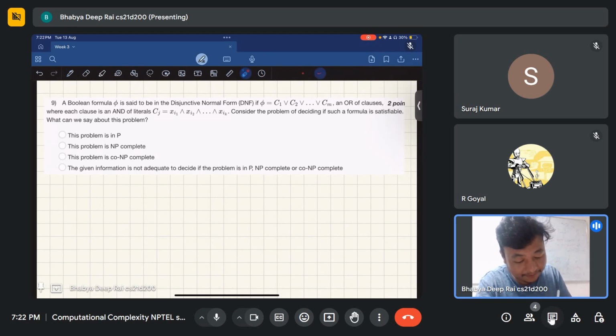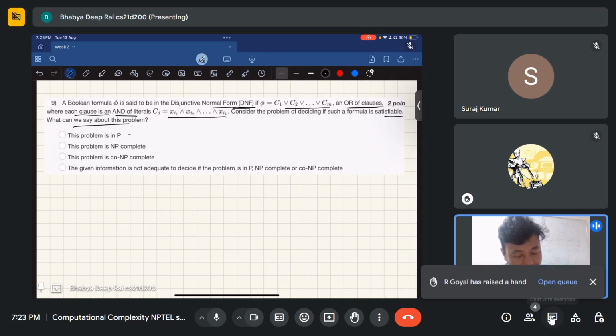So it says a Boolean formula phi is said to be in disjunctive normal form if phi consists of an OR of clauses where each clause is an AND of literals. Consider the problem of deciding if such a formula is satisfiable, and what you can say about the problem. The problem is in P, it is in NP, and so on.